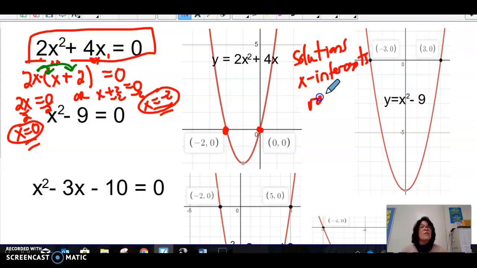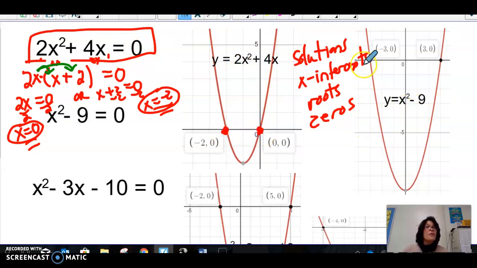Okay? They're also sometimes called the roots. They're solutions, x-intercepts, the roots. You'll hear them called the zeros. These are all terms for solving a quadratic equation set equal to 0. All right, and graphically, they're the x-intercepts.